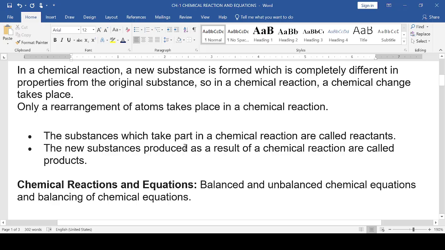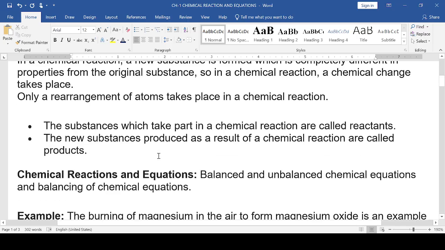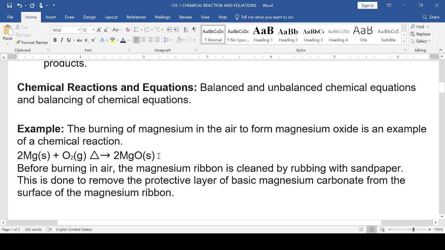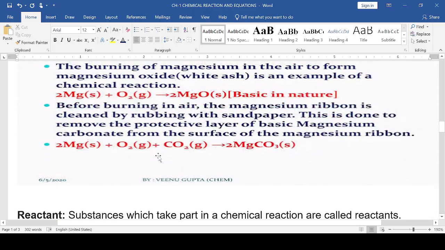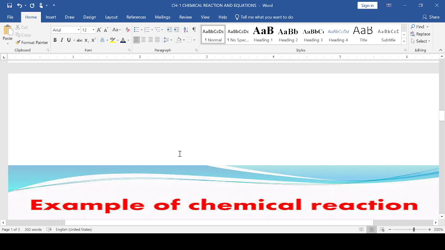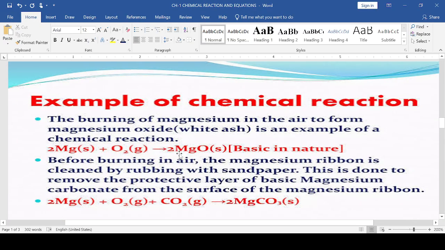The substances which take part in a chemical reaction are called reactants, and the new substances produced as a result of a chemical reaction are called products. Chemical reactions and equations. Here you see the example of a chemical reaction.